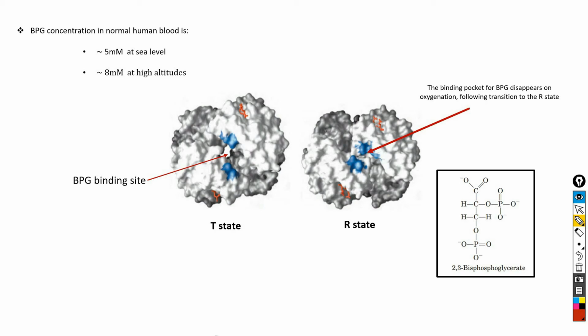The site of BPG binding to hemoglobin is the cavity between the beta subunits in the T state, and this cavity is lined by positively charged amino acid residues. These positively charged amino acid residues interact with the negatively charged groups of BPG. As you can see here, BPG is a highly negatively charged molecule, and one molecule of BPG is bound to each hemoglobin tetramer.